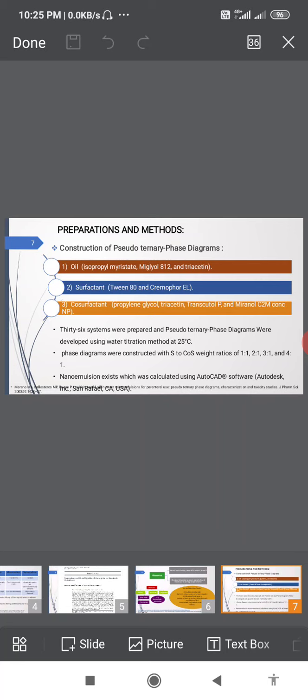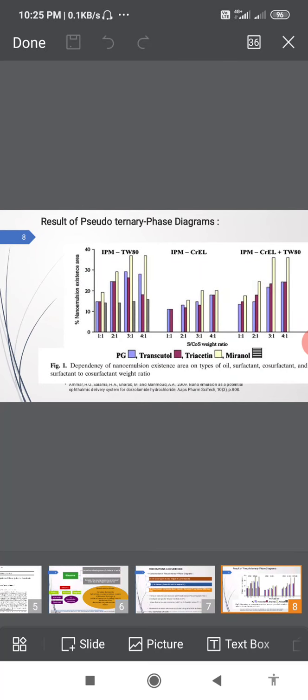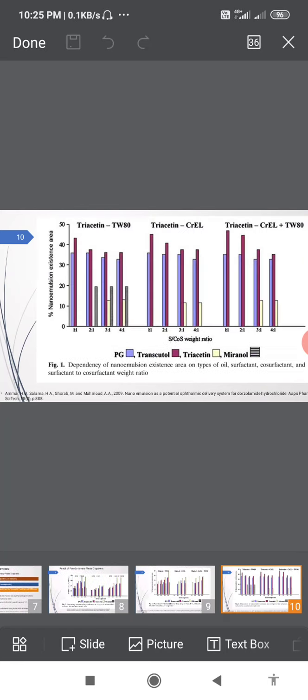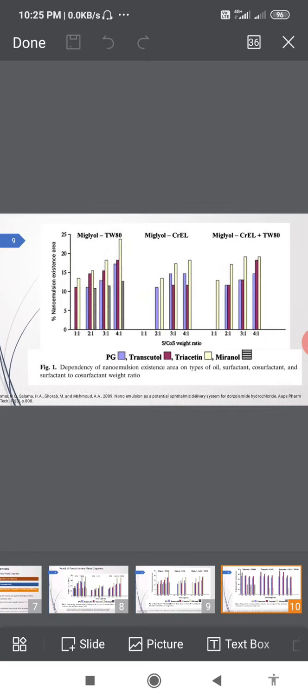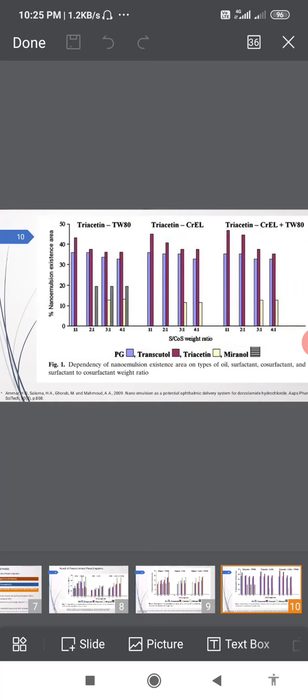After the construction of the pseudo ternary phase diagram, percent nanoemulsion existence area was calculated using AutoCAD software. This is the result of the pseudo ternary phase diagram in terms of percent nanoemulsion existence area. We can see this diagram which describes the percent nanoemulsion existence area in a graphical presentation. And these three graphical presentations have three different types of oil system: first we have IPM, second a mixed oil, and third triacetin.